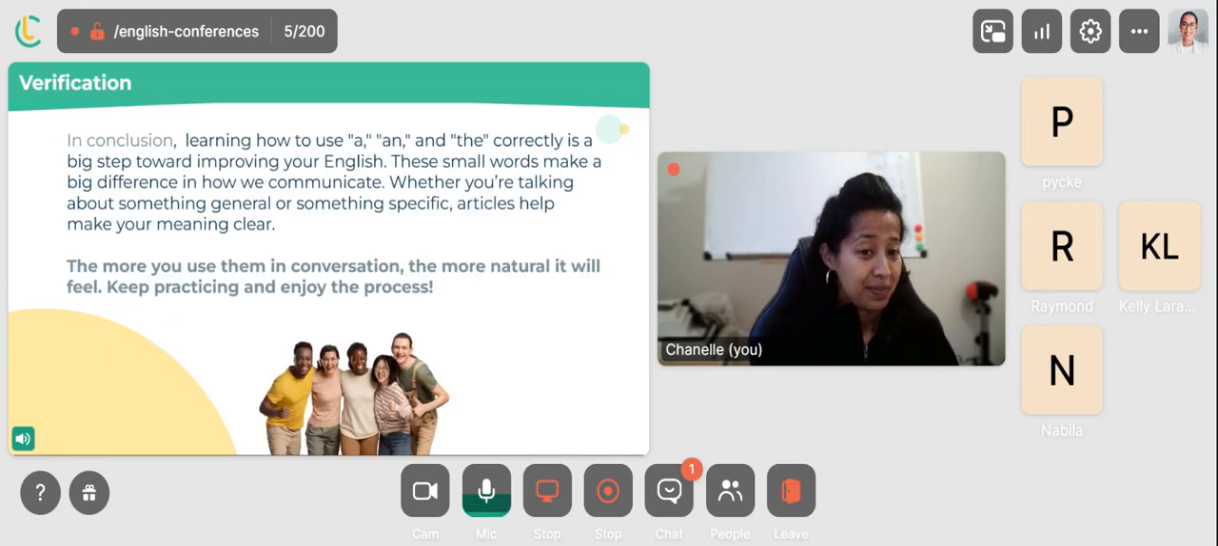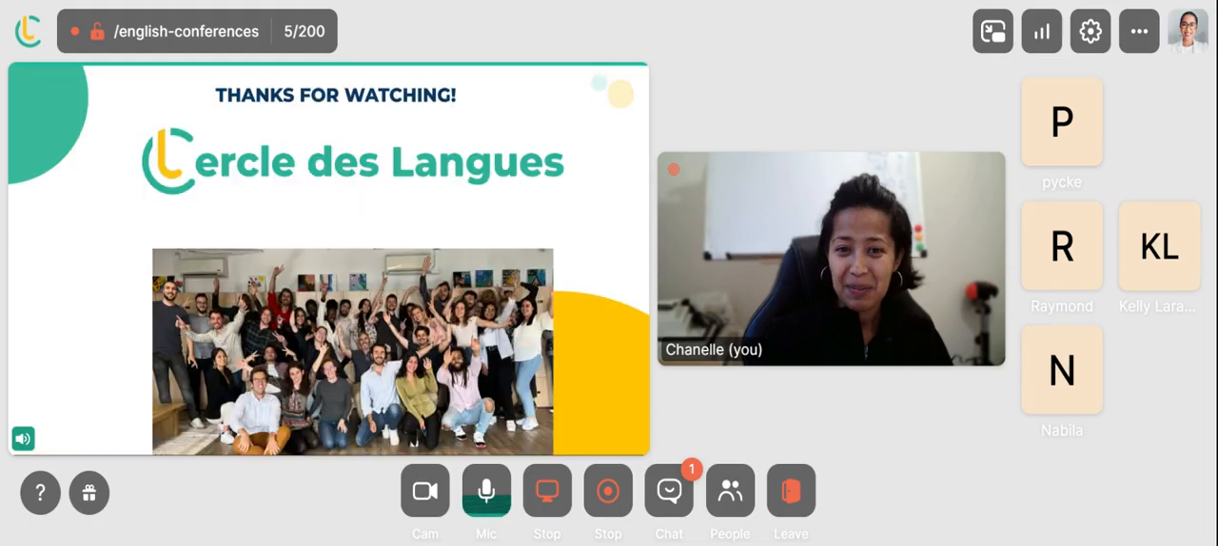In conclusion, learning how to use a, an, and the correctly is a big step toward improving your English. These small words make a big difference in how we communicate. Whether you're talking about something general or something specific, articles help make your meaning clear. The more you use them in conversation, the more natural it will feel. Keep practicing and enjoy the process.